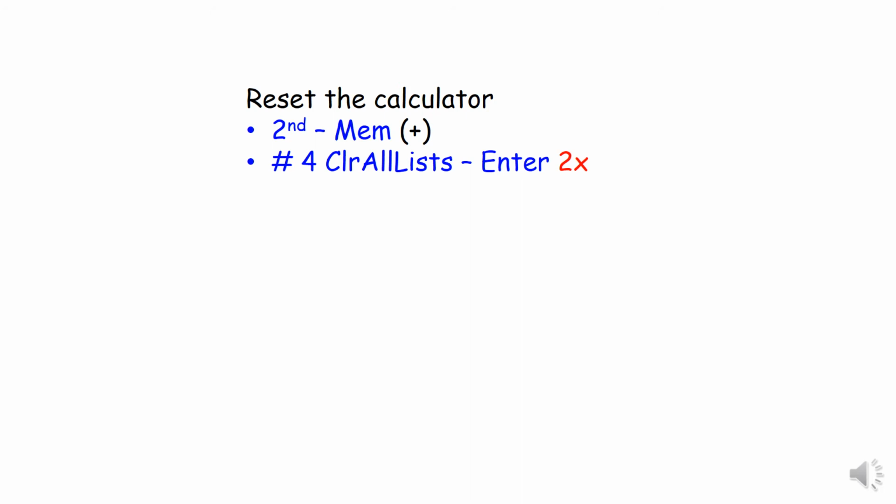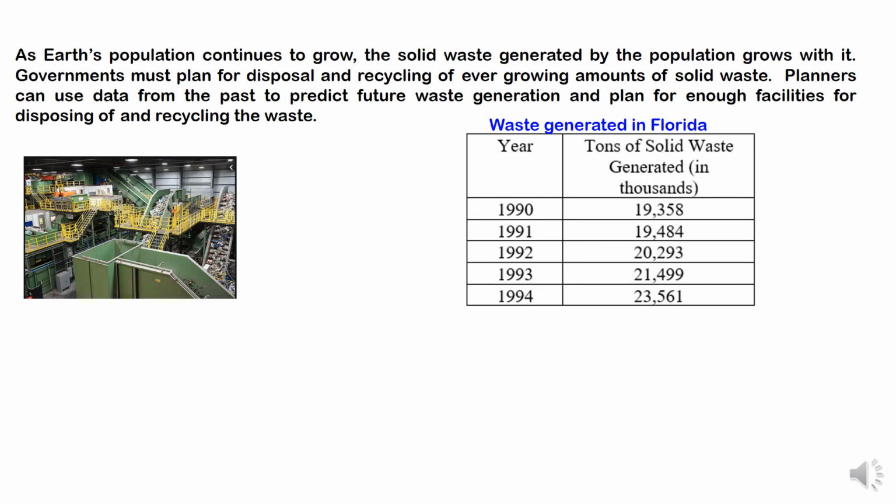Okay, since we're going to be doing a couple more problems, you're going to want to reset your calculator. So you're going to hit the second, and then you're going to hit memory, which is the plus sign. And then when you hit that plus sign, it's going to take you to a list. You're going to scroll down to number 4, and then hit clear all lists, and clear all lists again, and it'll tell you done, okay? All right, let's look at a couple more problems.